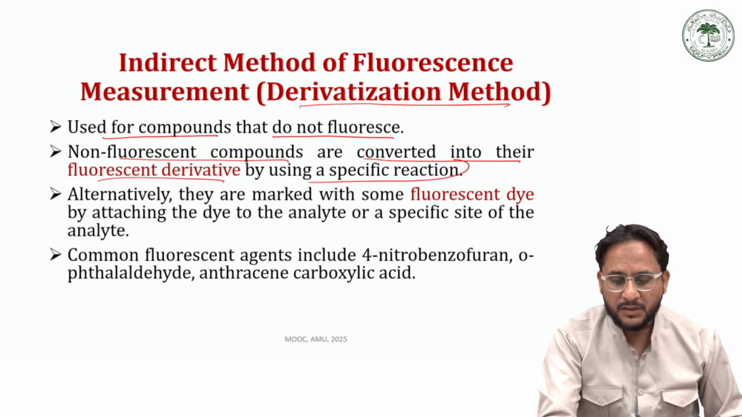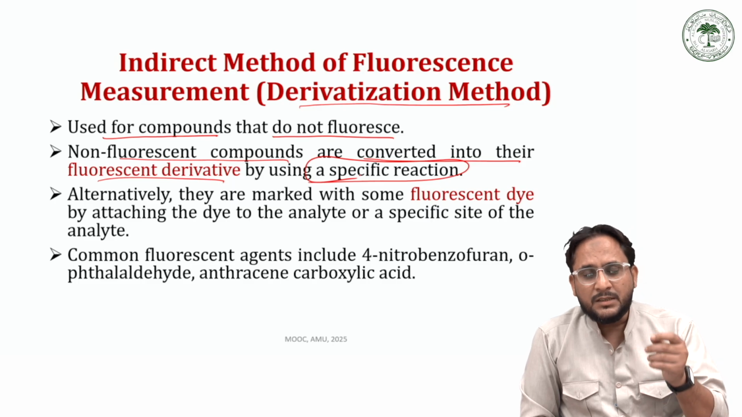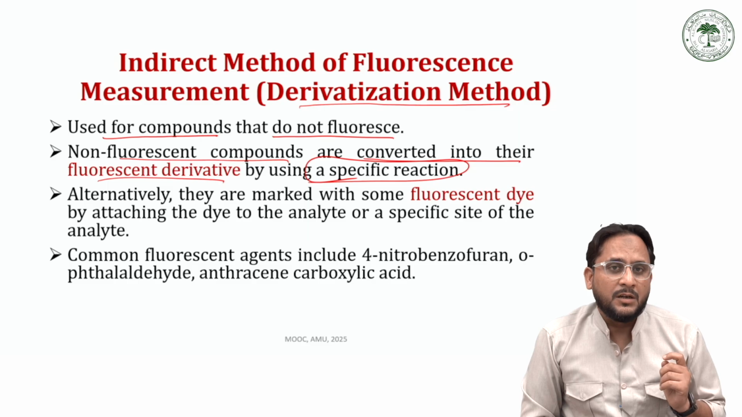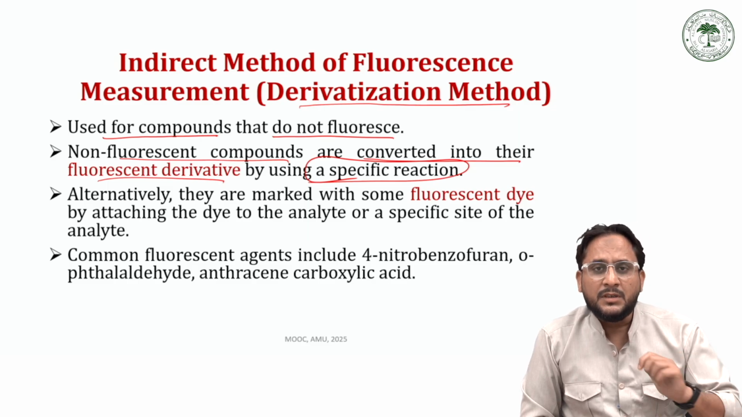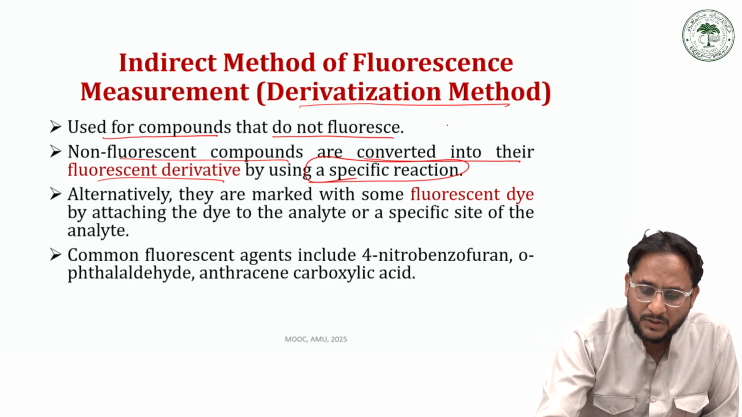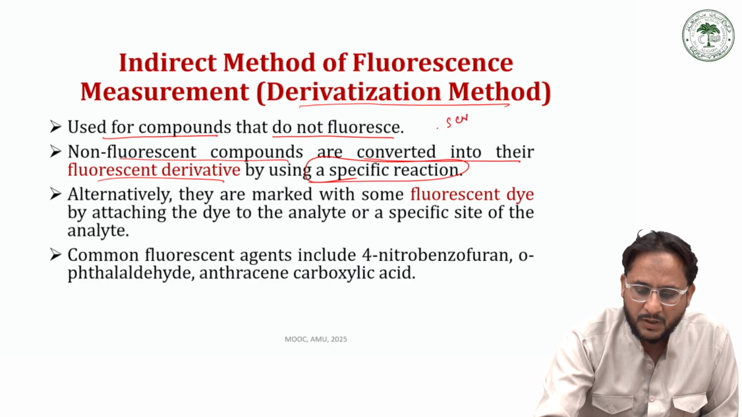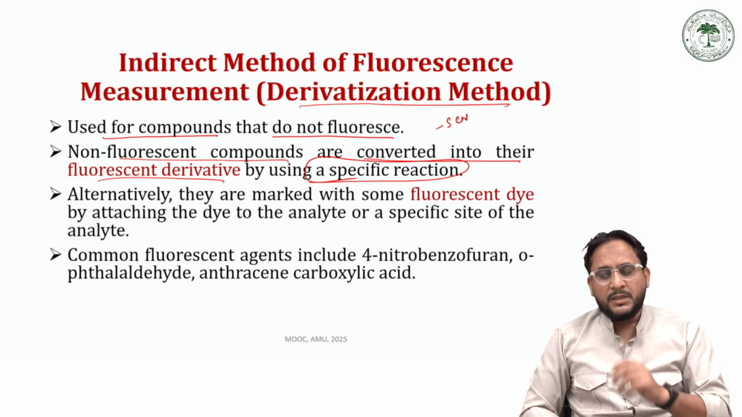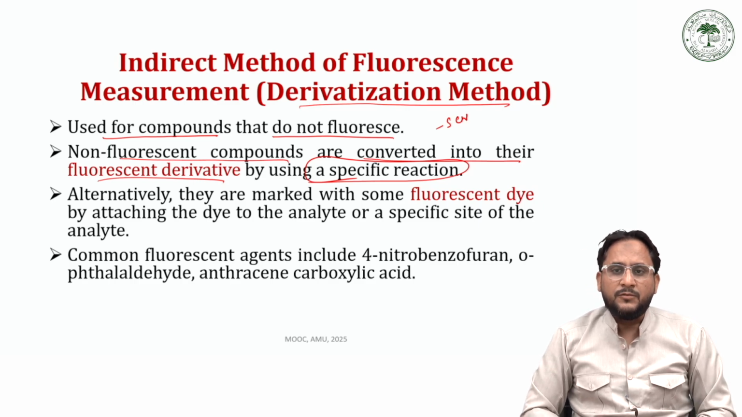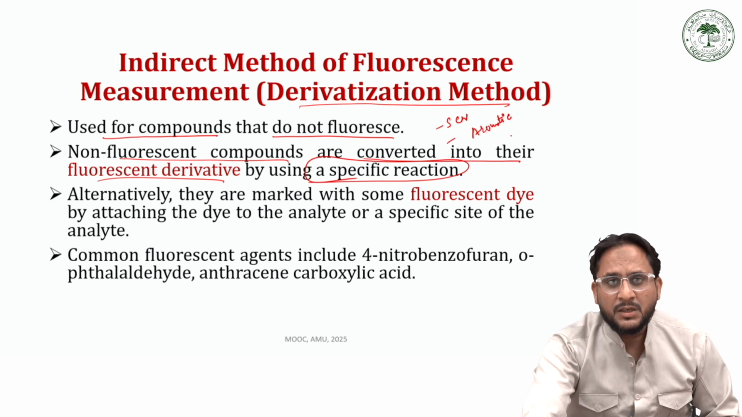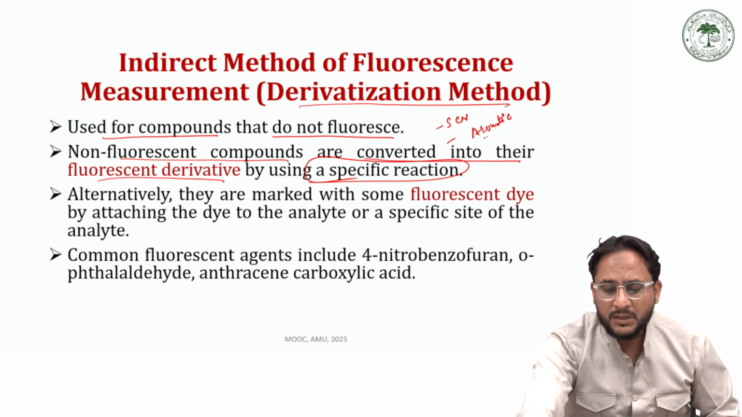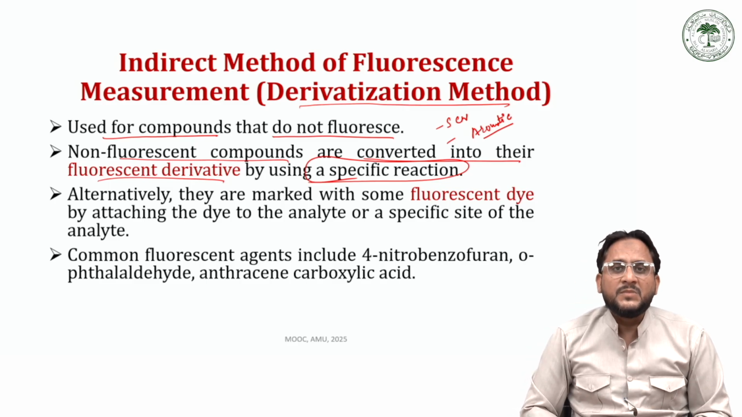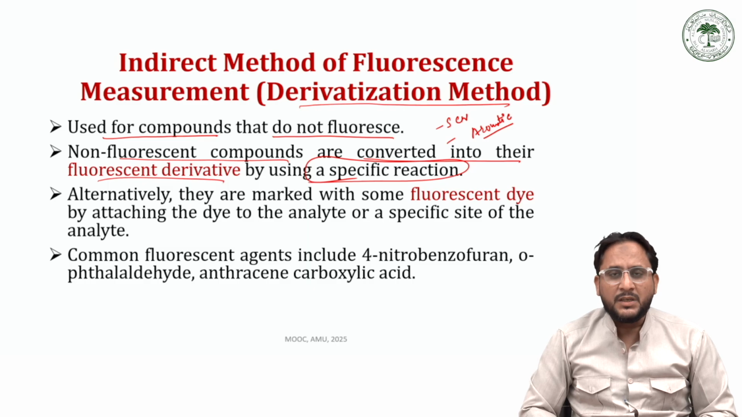By using specific reactions, we carry out reactions in which some fluorescent tags, some specific groups, are incorporated into these compounds, so that they become fluorescent compounds. For example, isocyanate groups, SCN group, are frequently used to create fluorescent tags in molecules, because many aromatic compounds are fluorescent, so we add aromatic rings into the compounds, making them fluorescent, making them artificially fluorescent.